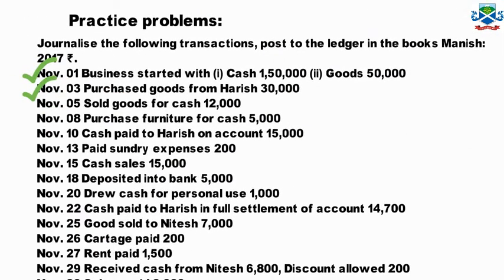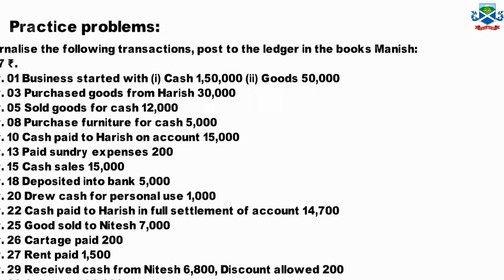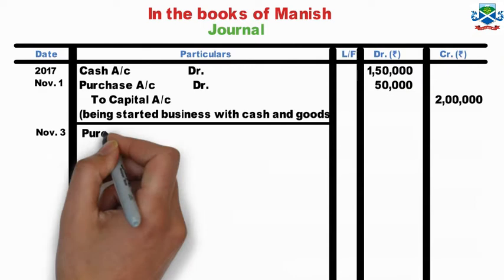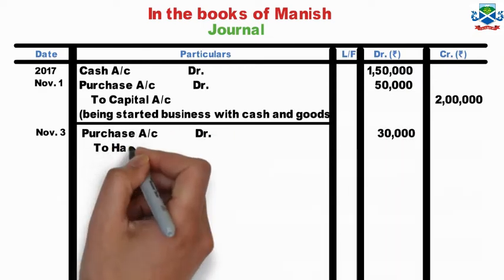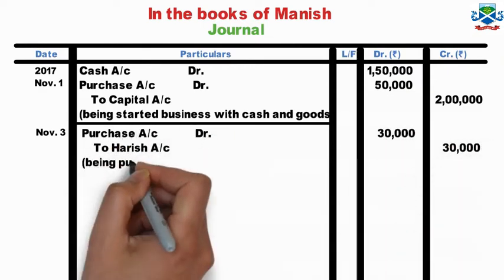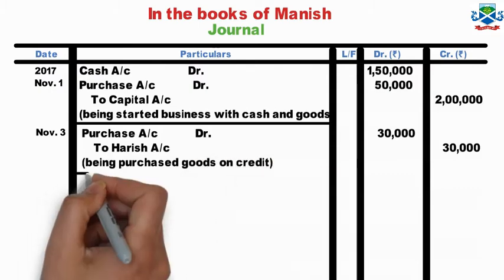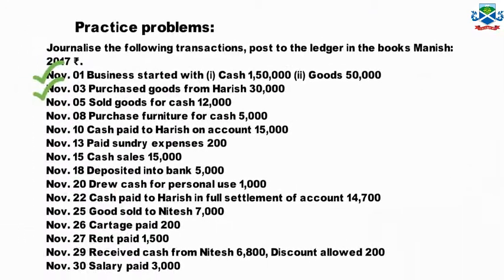Now the second journal entry is purchase goods from Harish 30,000. So purchase account debit, as we did earlier, it's an expense, debit as per nominal account, to Harish. Harish is the giver, 30,000. So purchase account debit to Harish 30,000, being goods purchased from Harish on credit, you can mention either.